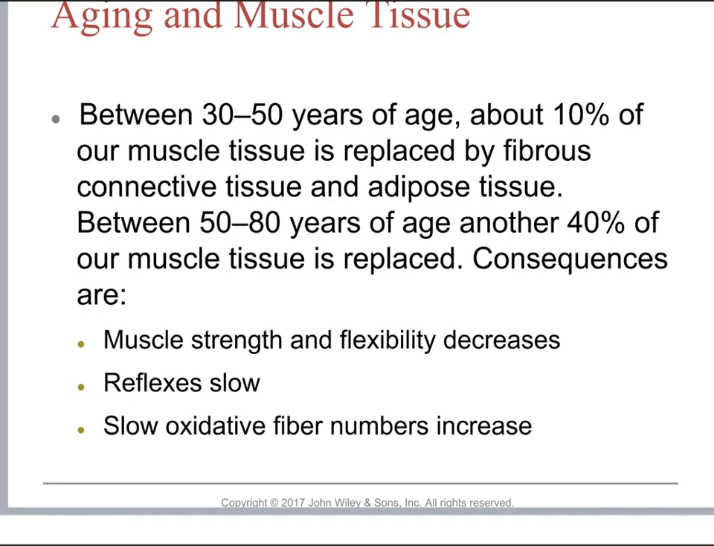Now, as we wrap up this lecture, the last thing we're going to look at is what happens to our muscles as we age. So, ultimately, aging and muscle tissue. Now, this is an interesting fact. Between 30 and 50 years of age, about 10% of our muscle tissue is replaced by fibrous connective tissue and adipose tissue. Between 50 and 80, another 40% of our muscles are replaced with connective tissue and adipose, which is why the elderly have such a difficult time with flexibility and movement.